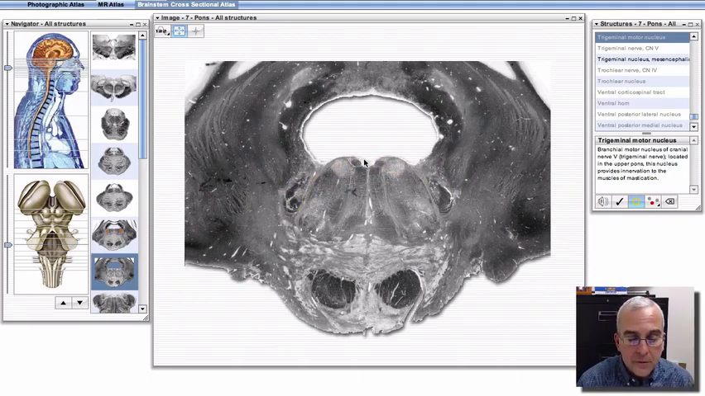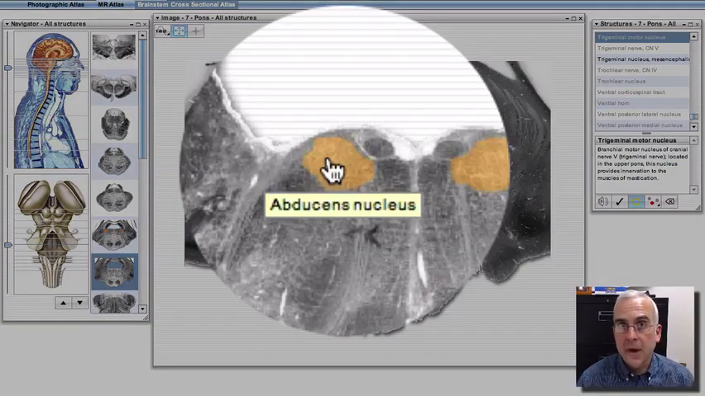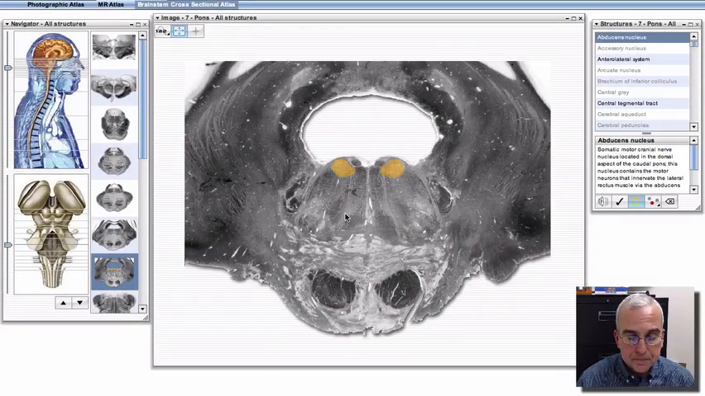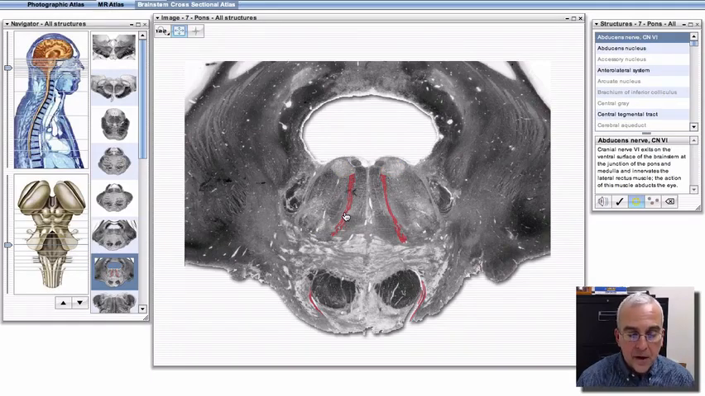So the abducens nerve is connected to the abducens nucleus, a somatic motor nucleus here along the dorsal midline of the tegmentum of the pons. And we can actually see some of the axons of the abducens nucleus that are growing out in the ventral direction to exit right about here at the junction of the pons and the medulla, pretty close to the midline.